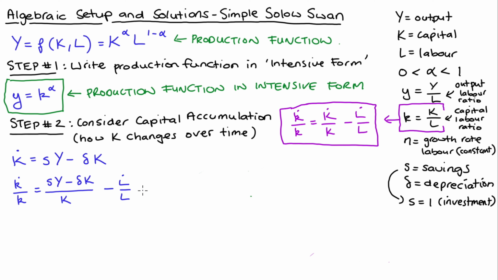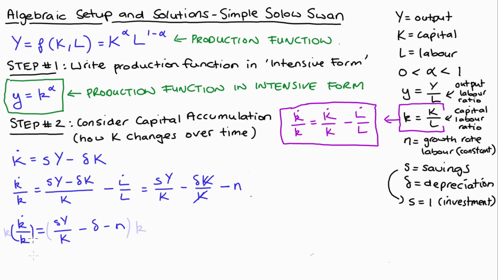Now I'll simplify it a little bit. Let's first split up that first fraction. So we have S times big Y over big K minus delta times big K over big K, and those big K's will cancel out, minus big L dot over L, that's our growth rate in labor. But if you remember right at the beginning, we said that in this model, the growth rate of labor would be constant and equal to little n. So I'll just put little n in. So we end up with this expression here. The growth rate of our little k is equal to S times big Y over big K minus delta minus n. The next thing I'm going to do is multiply out that small k on the left-hand side.